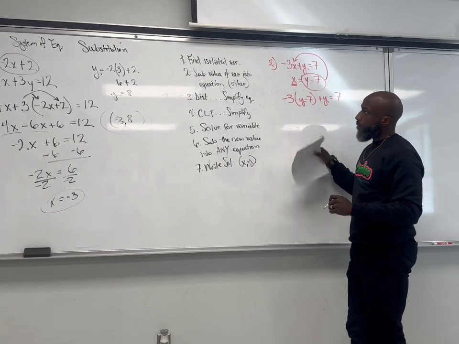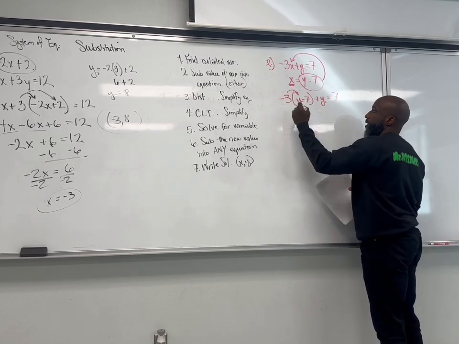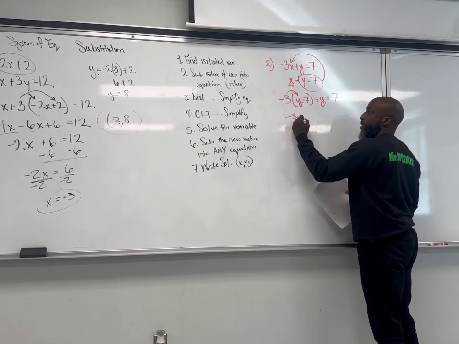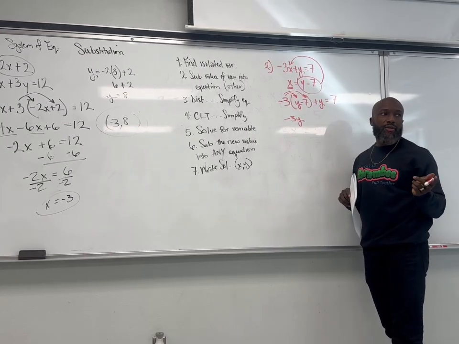Okay? Substituted it in, we're going to simplify. Distribute first. Negative 3 times y, negative 3y, negative 3 times negative 7. Is that positive 21, negative 21?